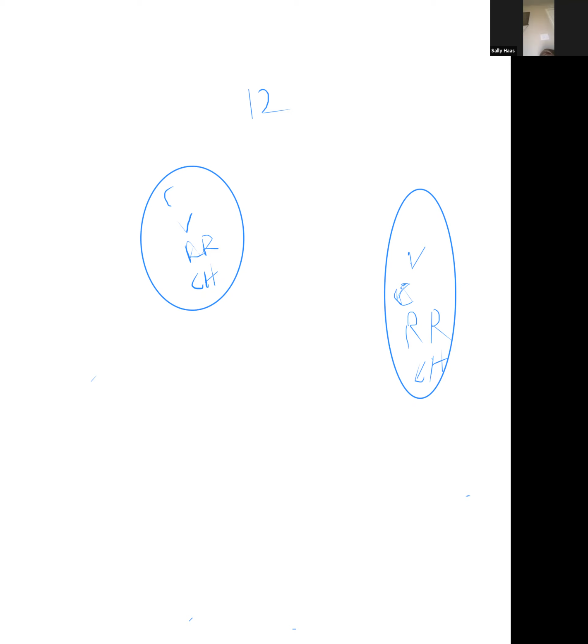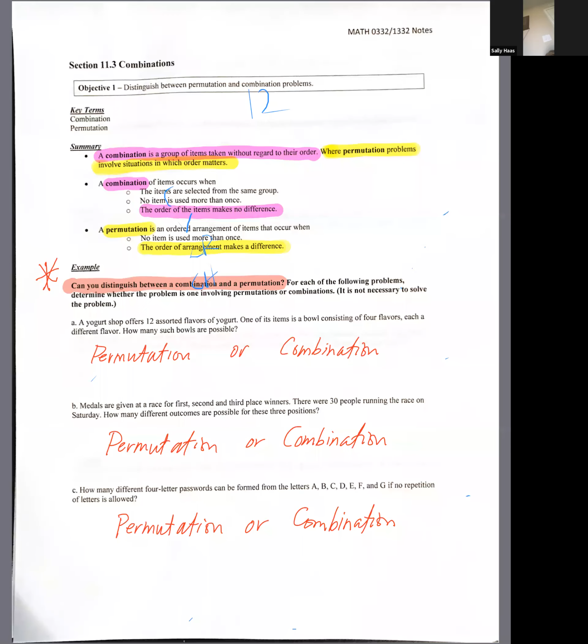Then what they're telling us is that you and I have what they call a combination here because the order doesn't matter. This would be a combination for this one. The order doesn't matter at all.